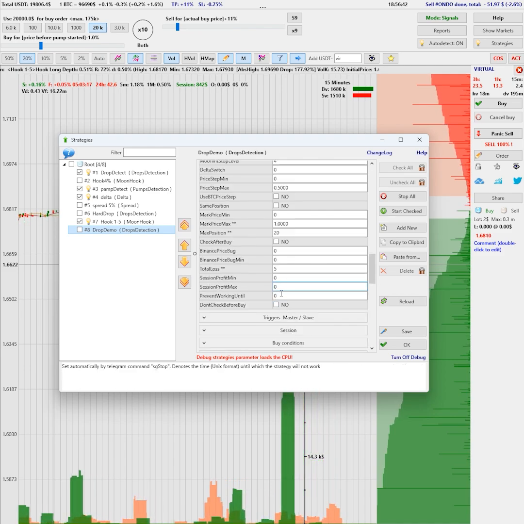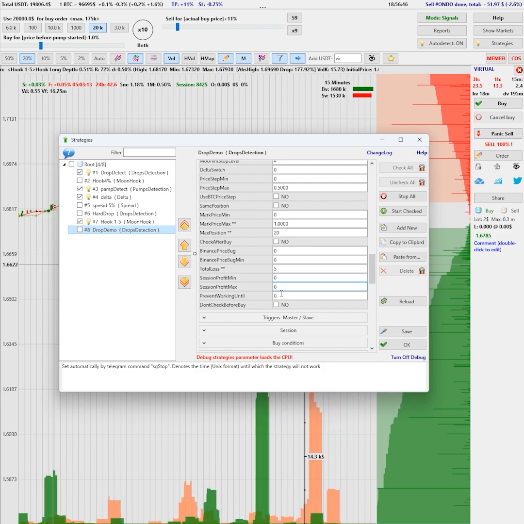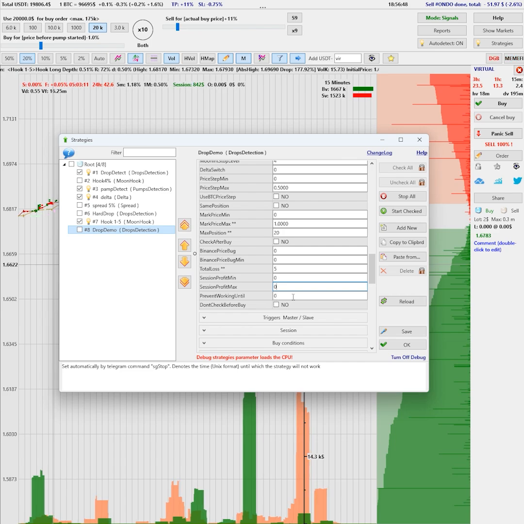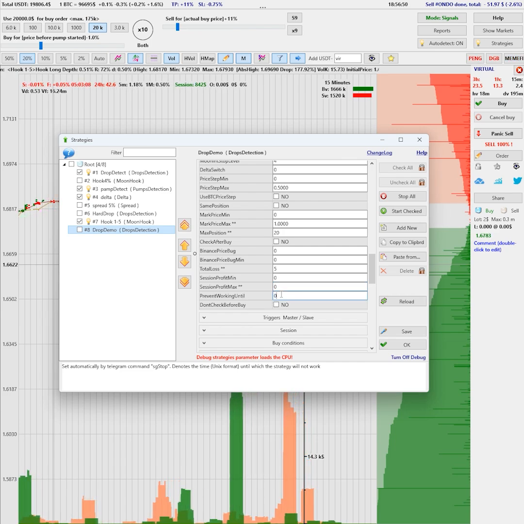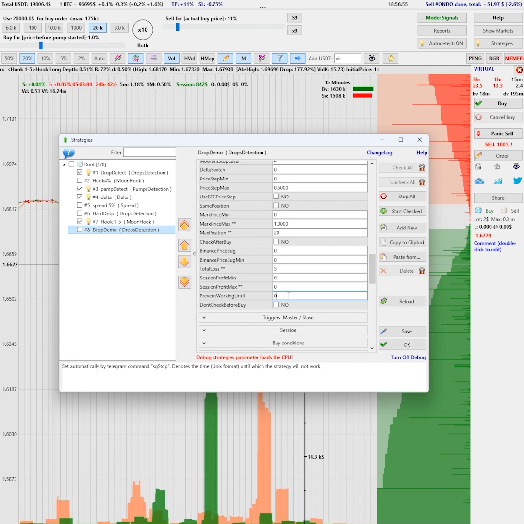Prevent working until, this is some sort of time. I don't know what this is. I'm going to actually skip it. It's some sort of setting of do not work until a certain time or whatever.